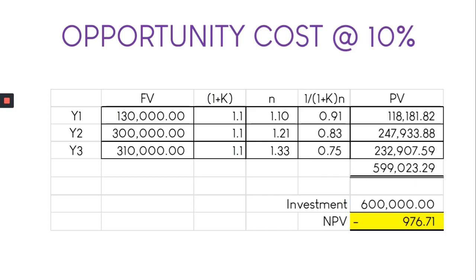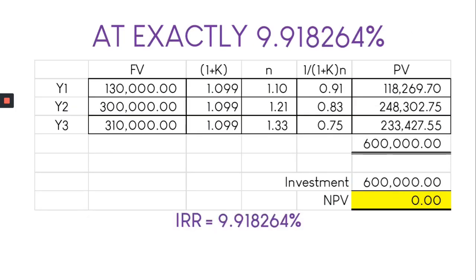Since we cannot put 10%, we have to experiment with the 9s. And after experimenting and calculating the different values in between 9% and 10%, we arrived at exactly 9.918264, which gave us a 0 net present value. And that is our internal rate of return. So again, the internal rate of return is your opportunity cost when the net present value becomes 0. And the net present value became 0 at exactly 9.918264% opportunity cost. And that is your internal rate of return.